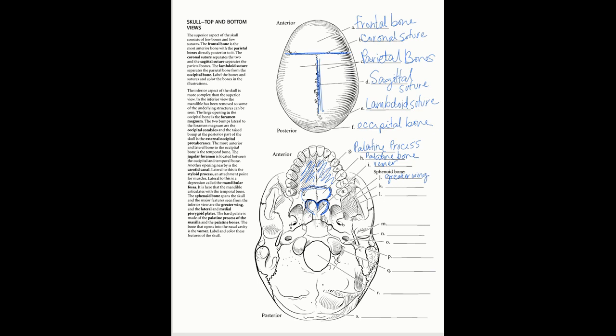K is our lateral pterygoid plate. Okay, so lateral meaning out to the side. And L is our medial pterygoid plate.